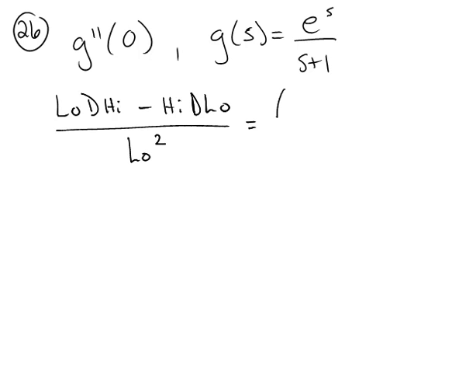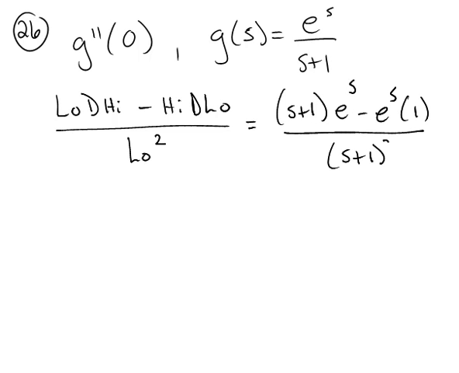Okay, so the low is s plus 1. The derivative of e to the s, of course, is just e to the s, minus the high, which is e to the s. The derivative of the low, derivative of s plus 1, is just 1, all over low squared. So that's s plus 1 squared.